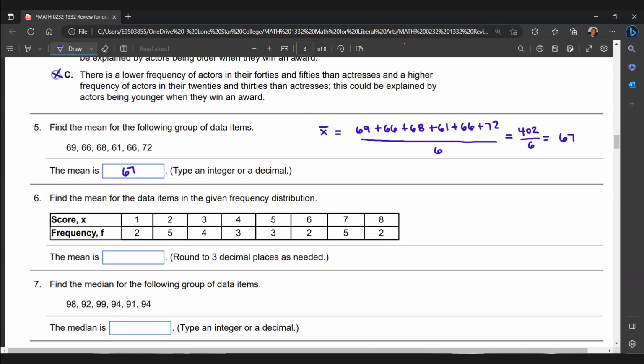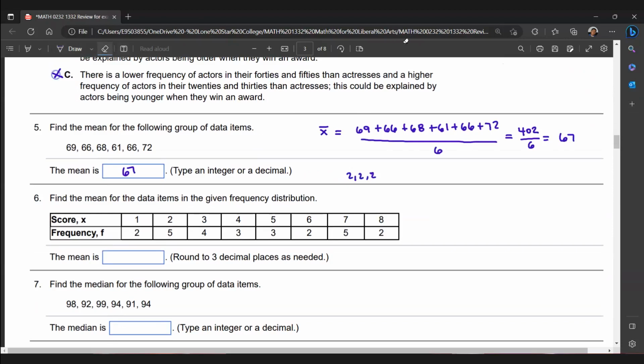Find the mean for the data items in the given frequency distribution. Okay. So what this is saying is that there is 2 scores of 1, there is 5 scores of 2, 4 of 3, 3 of 4. So if you wanted to write it out, it would look like this. That is a 1. That is another 1. There are 5 twos. But that will be too many to write if I continue this particular pattern, okay? But I don't want to do that.